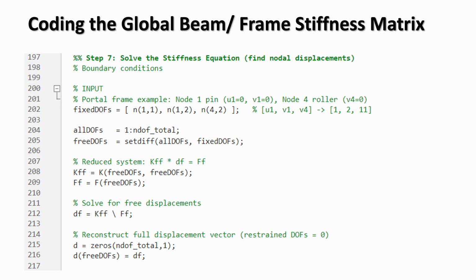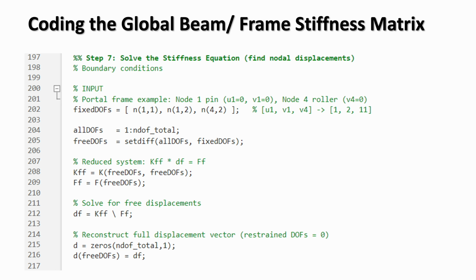Here we will define those restraints using the mapping matrix N, which will store the global numbering of every degree of freedom. Each node has 3 degrees of freedom: horizontal U, vertical V, and rotation theta. So N11 refers to U1, node 1 degree of freedom 1. N12 refers to V1, so that is node 1 degree of freedom 2. And N42 refers to V4, so node 4 degree of freedom 2.